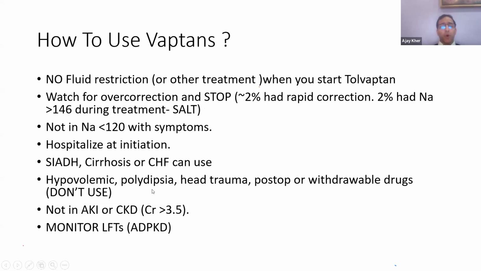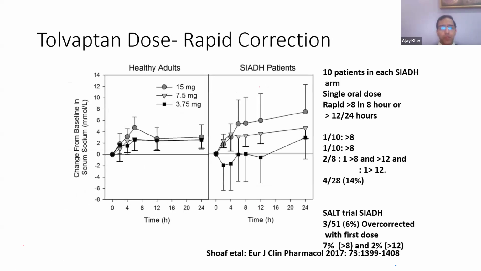If you have hypovolemia, polydipsia, head trauma, post-op, or like an SSRI that you can withdraw, do not use tolvaptan. And again, people who had advanced kidney disease, whether it was acute or chronic, with a creatinine of more than 3.5, were not put on this. There is a caveat that we should be monitoring LFTs, though the predominant literature on liver dysfunction is actually from polycystic kidney disease, where the doses of tolvaptan are much higher and for a longer duration of time.